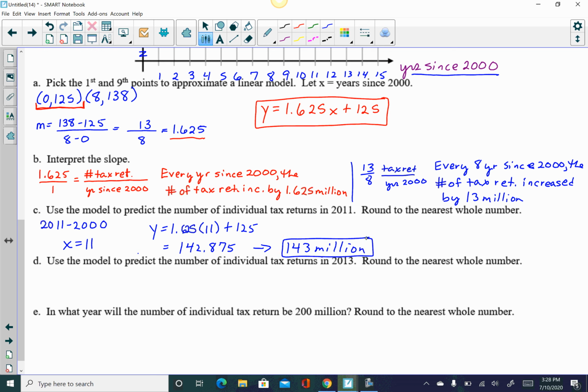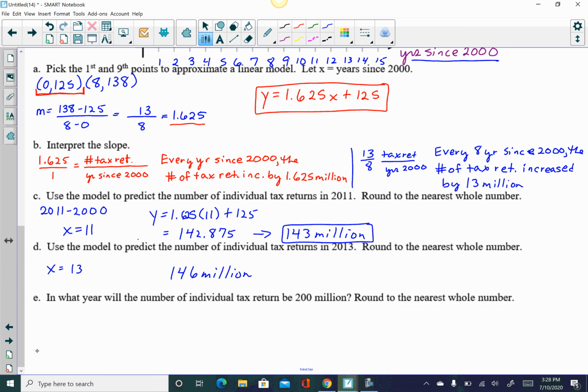Part D, it says to predict the number of individual tax returns in 2013. You'd be doing the same thing. It's just that this time you're going to let X equal the number of years since 2000. Okay, you're going to let X equal 13. So it's the same work there. You should arrive here at 146 million. Okay.